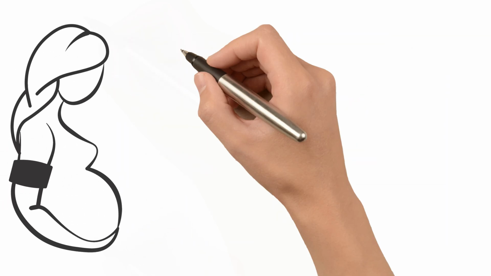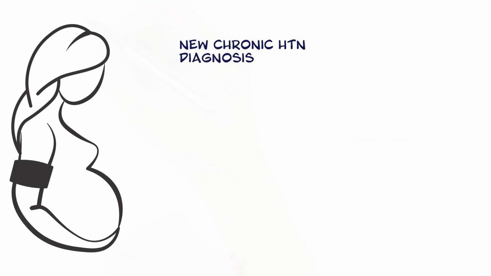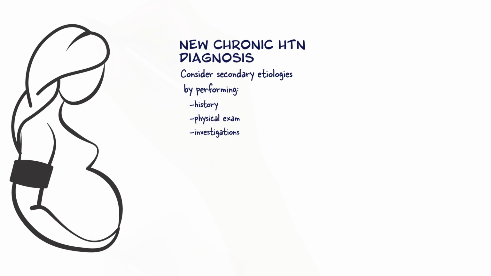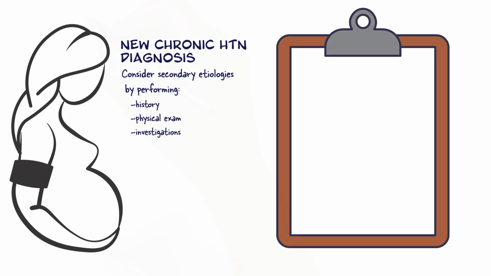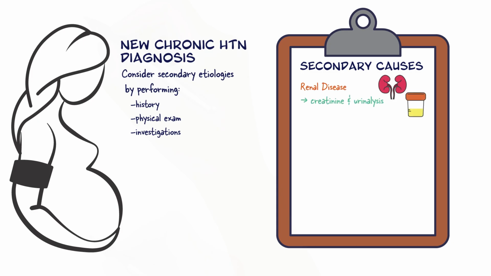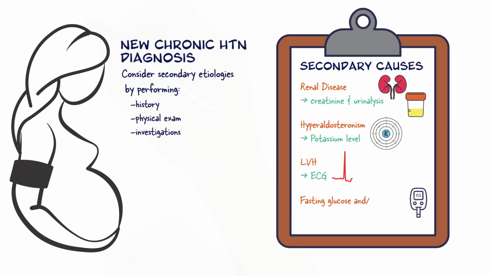When evaluating a patient for a new diagnosis of chronic hypertension, it is important to consider secondary etiologies by performing a thorough history, physical exam, and sending some investigations. Specifically, it is important to entertain secondary causes such as renal disease by sending a creatinine and urinalysis, hyperaldosteronism by obtaining potassium level, and an ECG to look for LVH associated with long-standing untreated hypertension. A fasting glucose and/or an A1C is also recommended to screen for frequently associated prediabetes and diabetes.